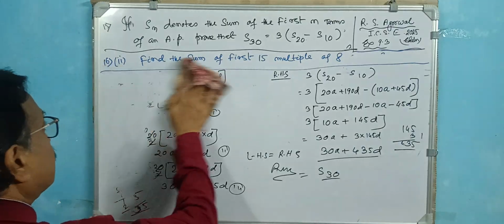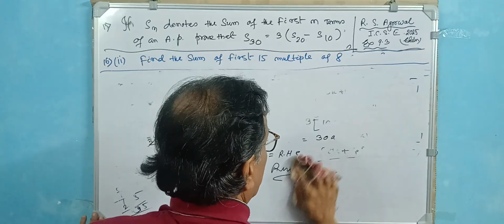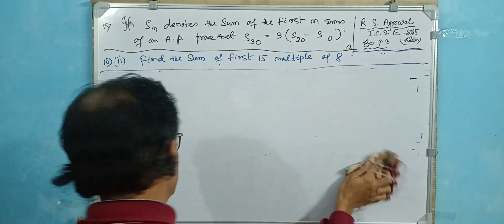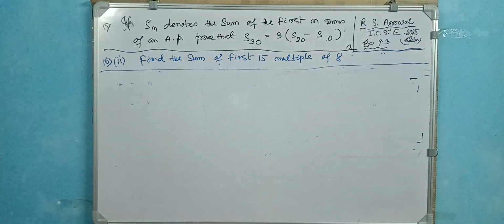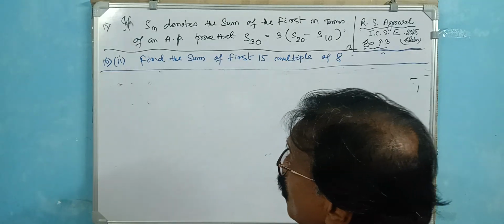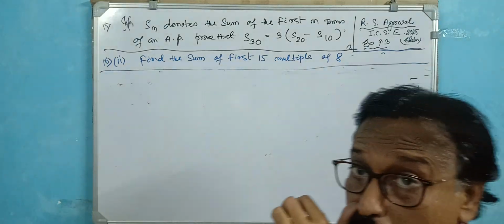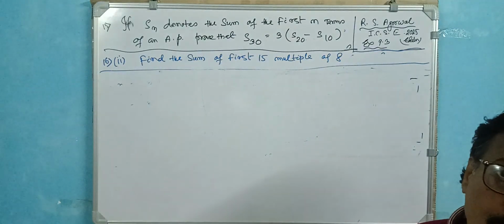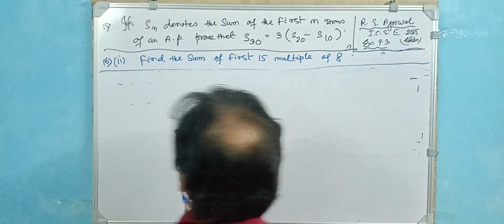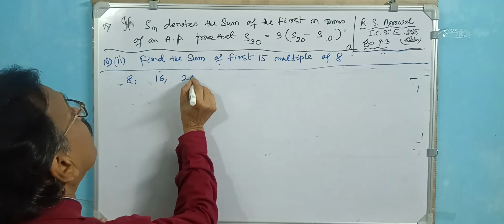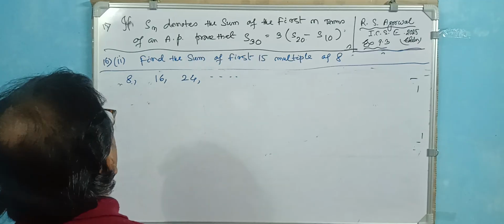The next sum. So this is the 16.2 sums. 16.2. What is the sum? Find the sum of the first 15 multiples of 8. Multiples of 8: 8 ones are 8, 8 twos are 16, 8 threes are 24, in this way. So 8 ones are 8, 8 twos are 16, 24, dot dot dot.